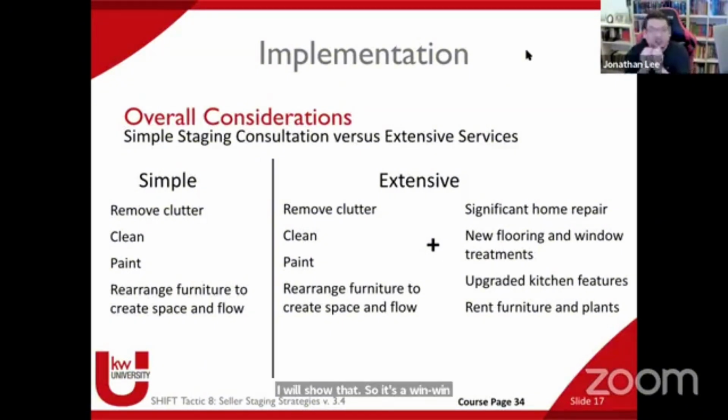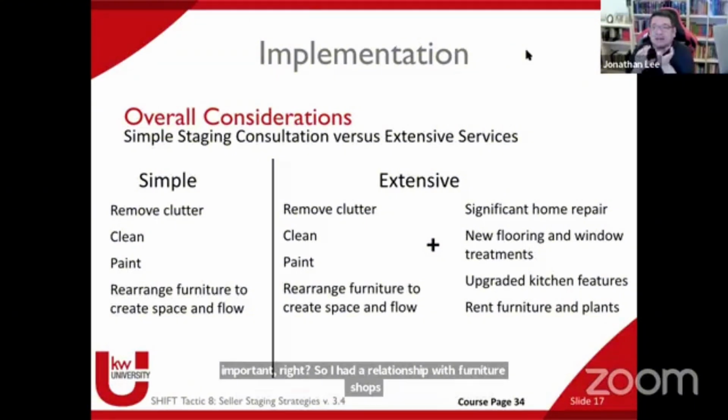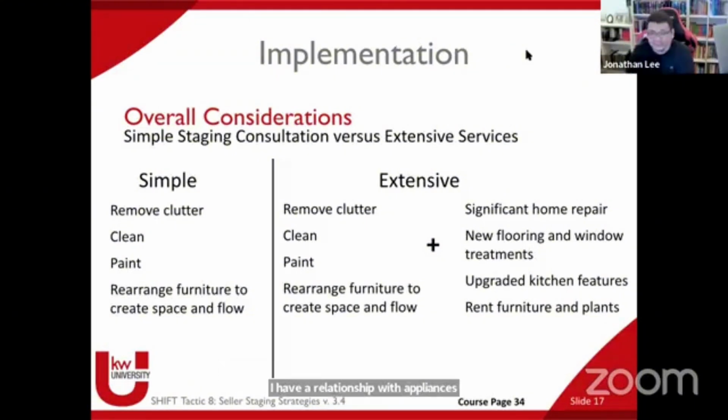So having a relationship with a good service provider is important, right? I had a relationship with furniture shops. I have a relationship with appliance companies. I have a relationship with furniture rental companies.